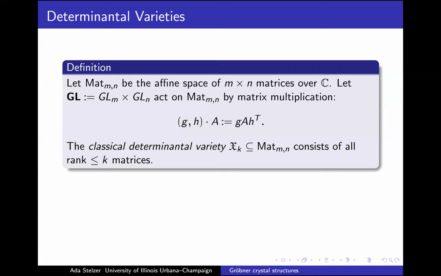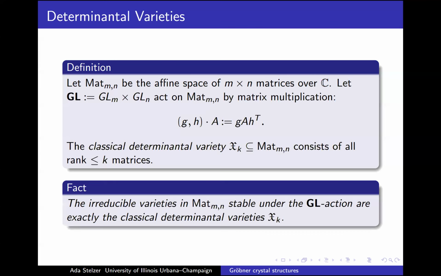These varieties show up in algebraic geometry, representation theory, invariant theory, several branches of math. And they are special from the perspective of this group action. They are the only irreducible varieties in the space of matrices that are stable under this boldface GL action. That's basically just a fancy way of saying that the only invariant of a matrix under arbitrary row and column operations is its rank.